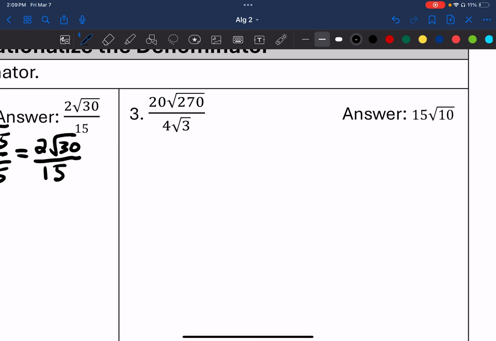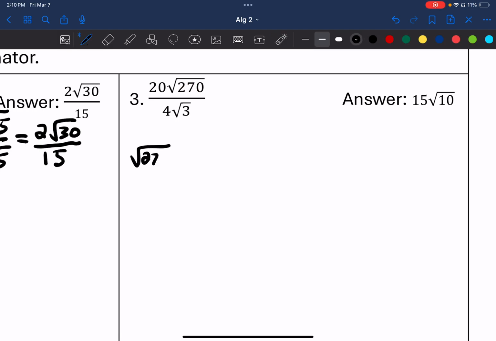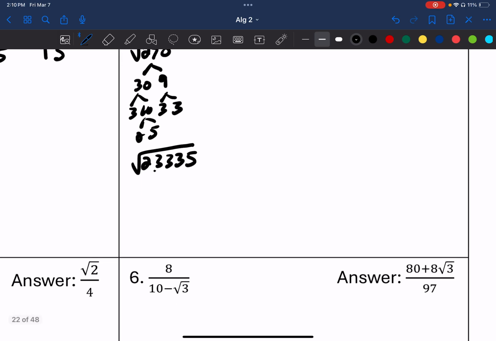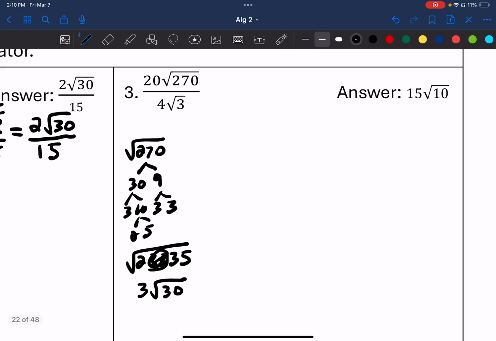Now, this is one where it's really important to simplify before you rationalize the denominator. And the first thing I'm going to see here, square root of 270, that can definitely be simplified. So let's get into that. We go 30 and 9, 3 and 3, 3 and 10, and 2 and 5. That becomes the square root of 2 times 3 times 3 times 3 times 5. See that we have a pair of 3's here, so you can pull that out, and it'd be 3 times the square root of 2 times 3 times 5, which is 30.